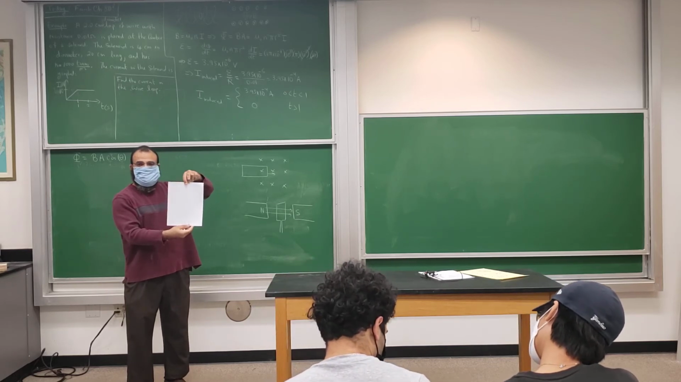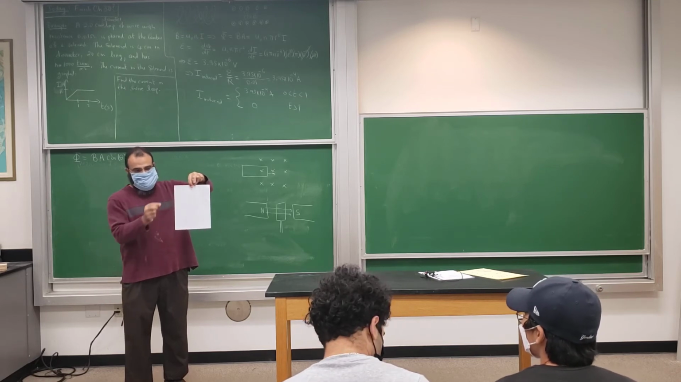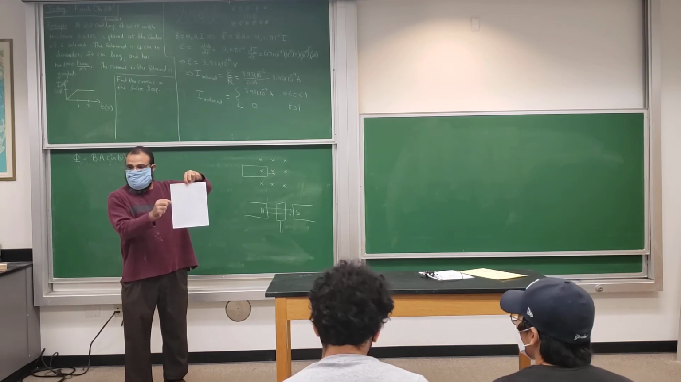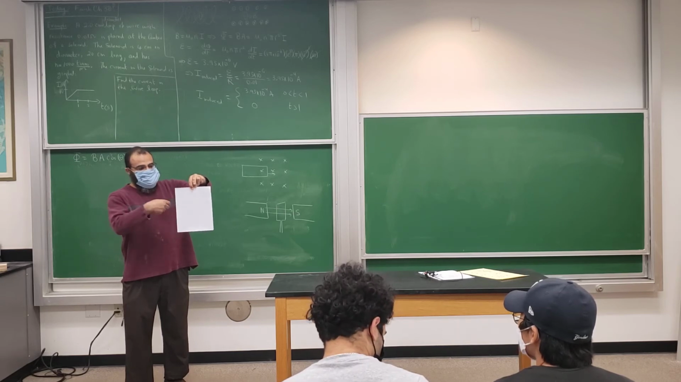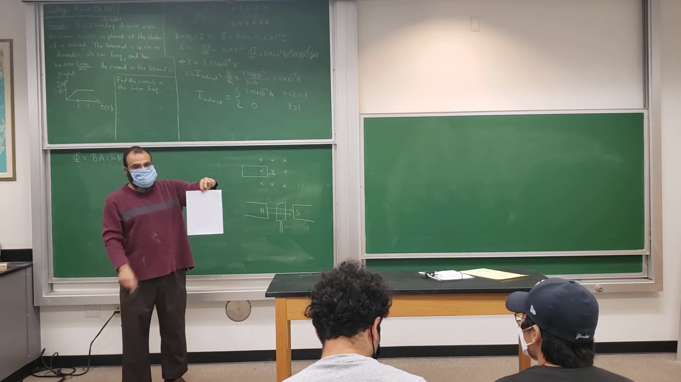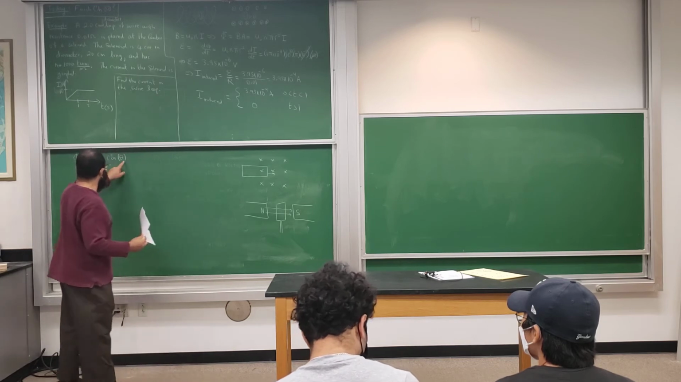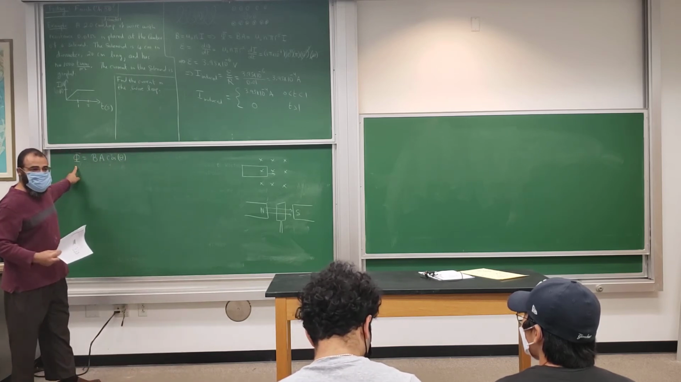But this way, how much magnetic field goes through here? 0. I'm assuming the loop is pretty thin. So when the area is going this way and the magnetic field is this way, they make a 90-degree angle, so it's 0. But if you keep rotating, the angle keeps changing and the flux will keep changing.